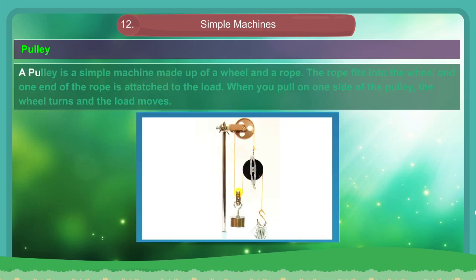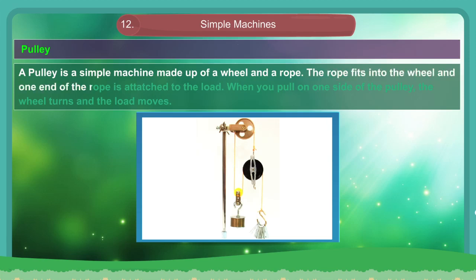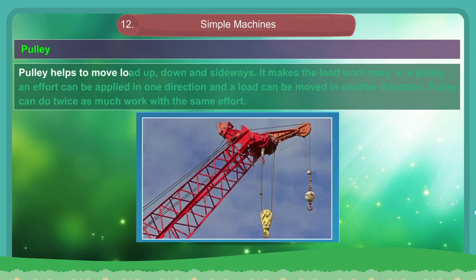Pulley. A pulley is a simple machine made of a wheel and a rope. The rope fits into the wheel and one end of the rope is attached to the load. When you pull one side of the pulley, the wheel turns and the load moves. The pulley helps to move load up, down and sideways. It makes the load work easy.